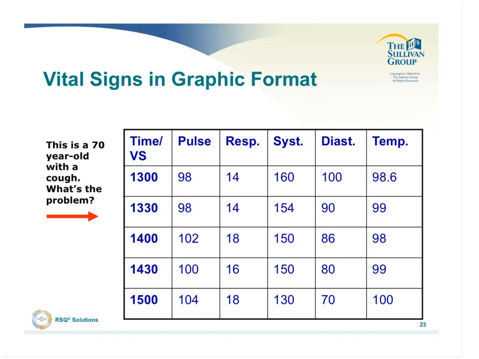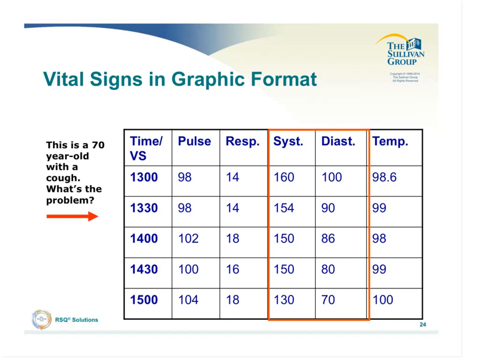Here's another one. This is a 70-year-old with a cough. This is from her medical record, and you're looking at a series of vital signs with the name of the vital sign on the top and the time over on the left-hand column. What you're looking at is a bunch of numbers. It's hard to tell what the problem is here just looking at the numbers. What the doc didn't know when he discharged her back to the nursing home where she died of pneumonia was that her mean arterial pressure was dropping, even though those numbers don't look bad.